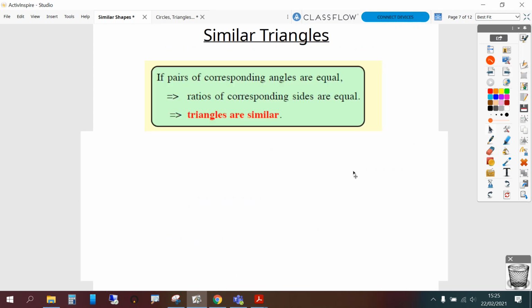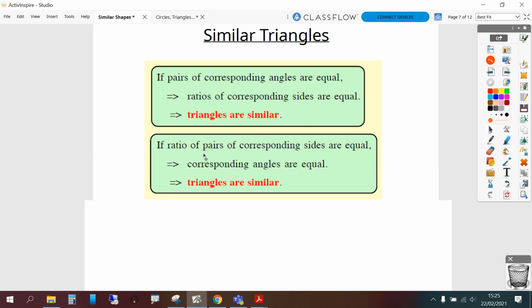Now, moving on to similar triangles. If pairs of corresponding angles are equal in a triangle, then that means that the ratio of corresponding sides are equal as well, and therefore the triangles are similar. So what this is saying is, if we've got angles that are corresponding, that means everything else is going to match up as well, and we're going to get similarity. And then secondly, if we've got the ratio of pairs of corresponding sides being equal, then the corresponding angles are equal, and then therefore the triangles are similar.